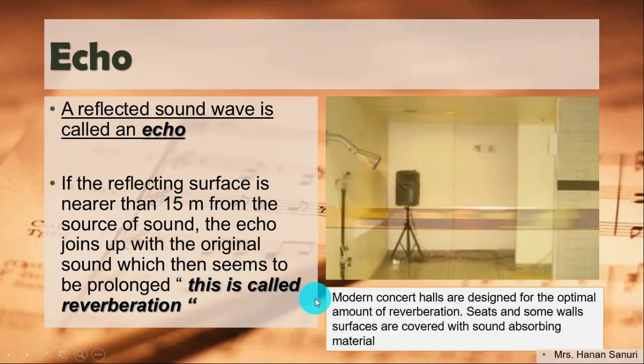So, too much reverberation causes what? Causes confusion. That's why modern concert halls are designed for the optimal amount of reverberation, so seats and some wall surfaces are covered with sound-absorbing material to reduce reverberation. Is this clear? Very important to know the difference between echo and reverberation.